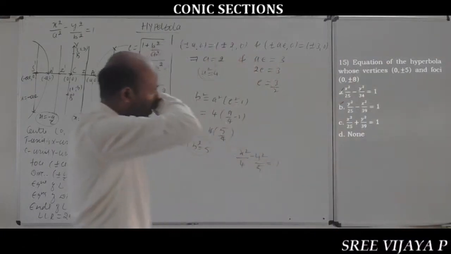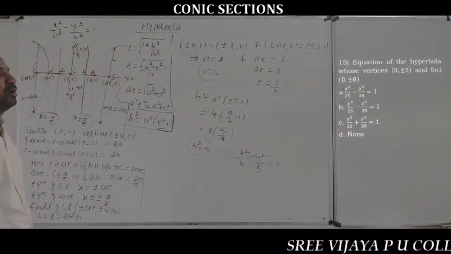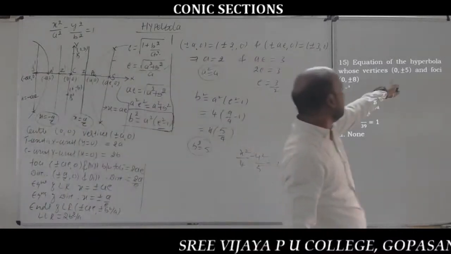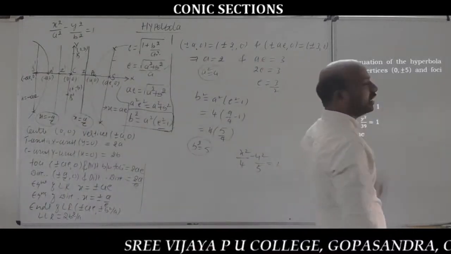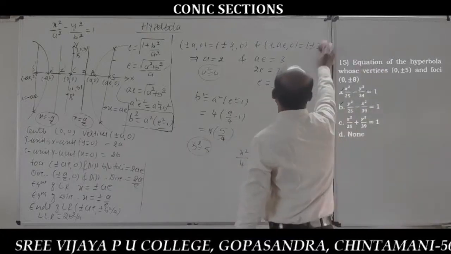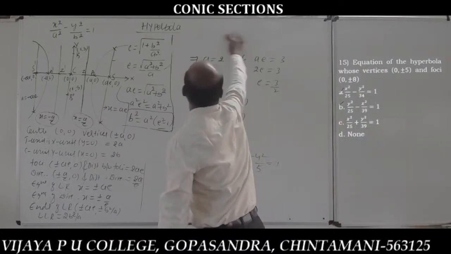Equation of the hyperbola whose vertex is (0, ±5) and foci (0, ±8). Obviously, in the given points the x coordinate is 0, so this is a conjugate hyperbola. Conjugate hyperbola.